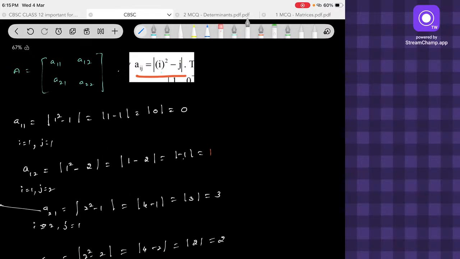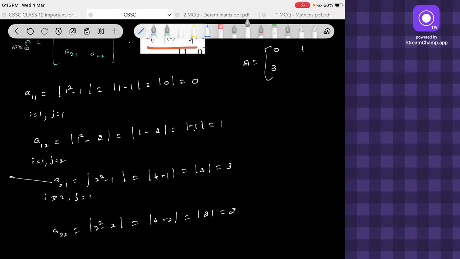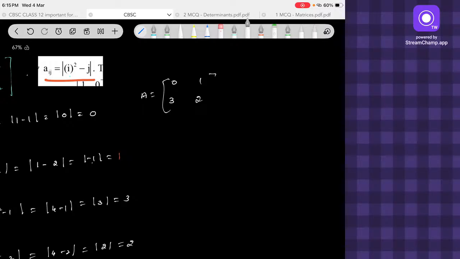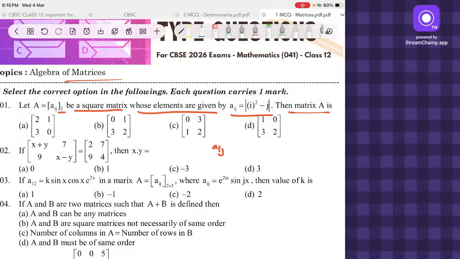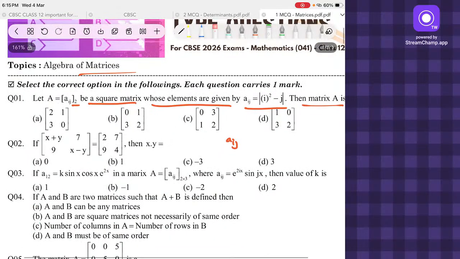Then if you substitute all these values in the matrix, a11 value is 0, a12 value is 1, a21 value is 3, and a22 value is 2. This is the matrix A. Then which option is correct? 0 1 3 2. Then option B is the correct option.